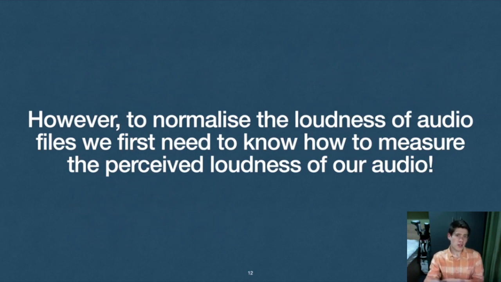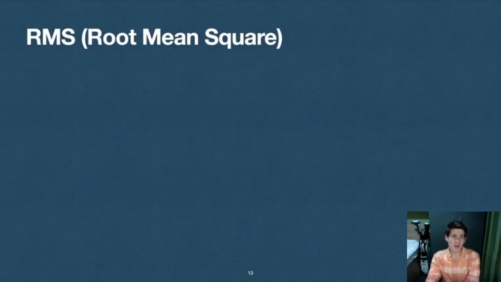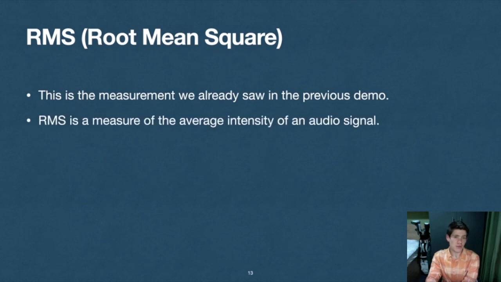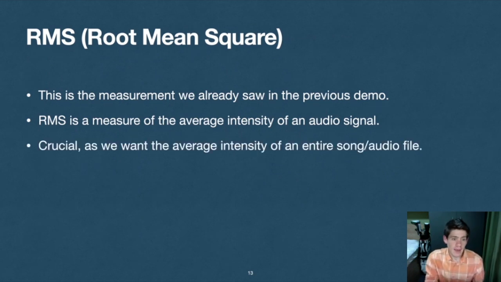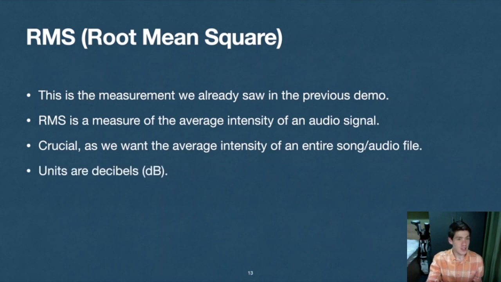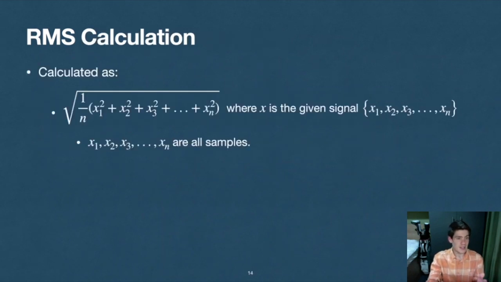Although, before we go about normalizing the loudness of audio, we first need to know how to measure it. A really basic way of measuring the average intensity of an audio signal is through using the root mean square. And we already saw this actually in Logic before. It's really useful because we want to know the average intensity of an entire audio file or an entire song. And its units are in decibels, and it's calculated like this.